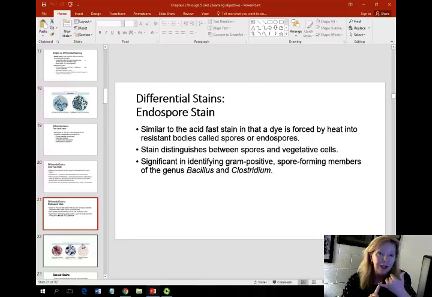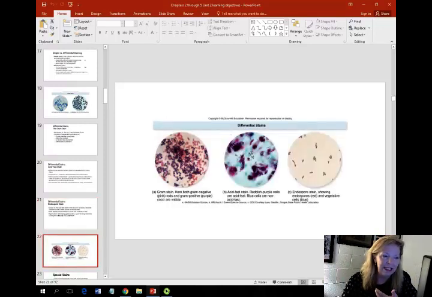We usually do the gram stains first. But then if the gram stain leads us to think it might be a particular organism, we have other special stains we can do to help us get to that identification. One of them is endospore stains. Not all microbes produce endospores, so if we see that endospores are present, it really leads us toward a certain path for the identification.